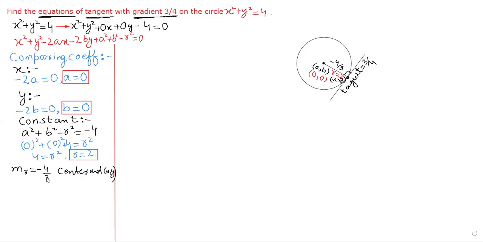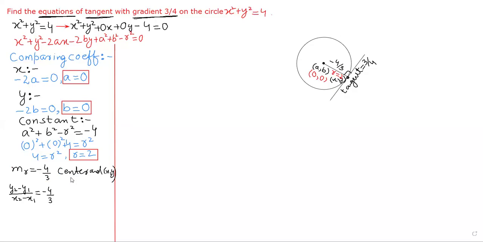ठीक है, ग्रेडियंट का फॉर्मूला क्या होता है? फॉर्मूला ऑफ द ग्रेडियंट इज y2 - y1 अपॉन x2 - x1. अच्छा, मैं कुछ वो चीजें इस्तेमाल कर रहा हूँ जिनकी वैल्यूज में पहले ही निकाल चुका हूँ, लेकिन मैं उसको फिर भी यहाँ पे इस्तेमाल कर रहा हूँ just to form a relation. ठीक है, when I will solve it further you will get the idea.